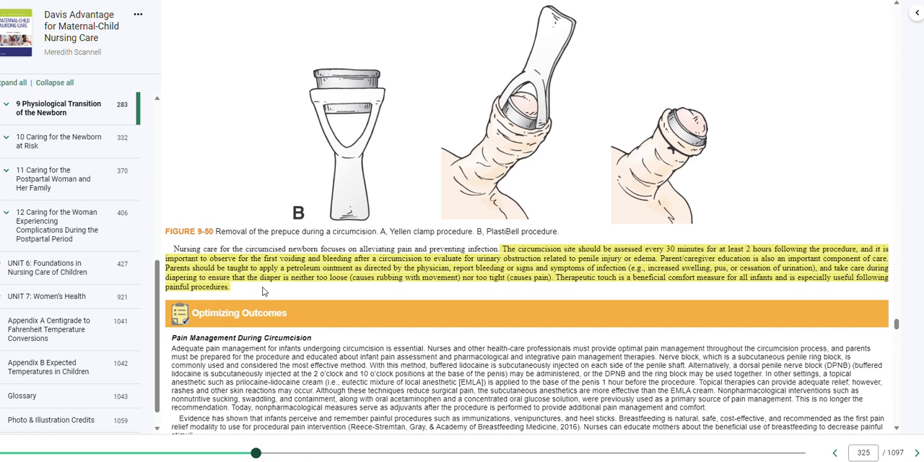If the baby voids and they have the petroleum gauze on, not this, okay, this is a Yellen clamp, and this is a Plastibell. But if they just have the gauze around the penis, if they void, it can stay on. If they have a bowel movement and it gets on the gauze, it needs to be changed, okay? They also need to report the first voiding after the baby has a circumcision, okay? They usually get circumcisions on the last day, right before they go home, but they have to void before they can leave the hospital, okay?